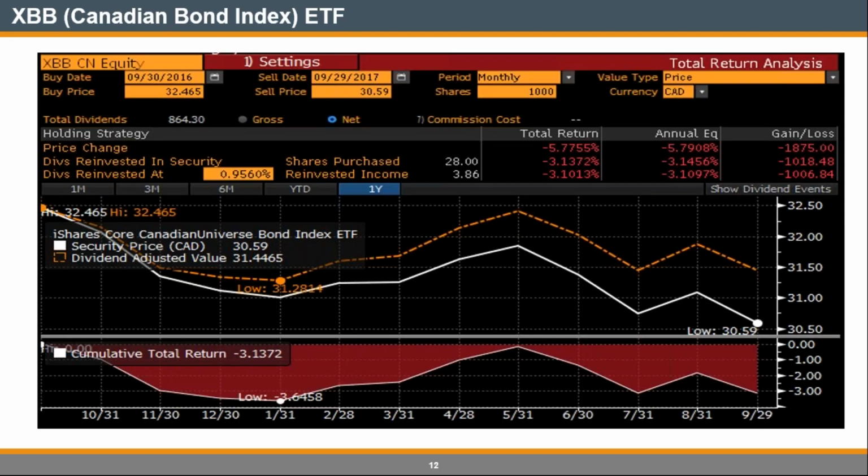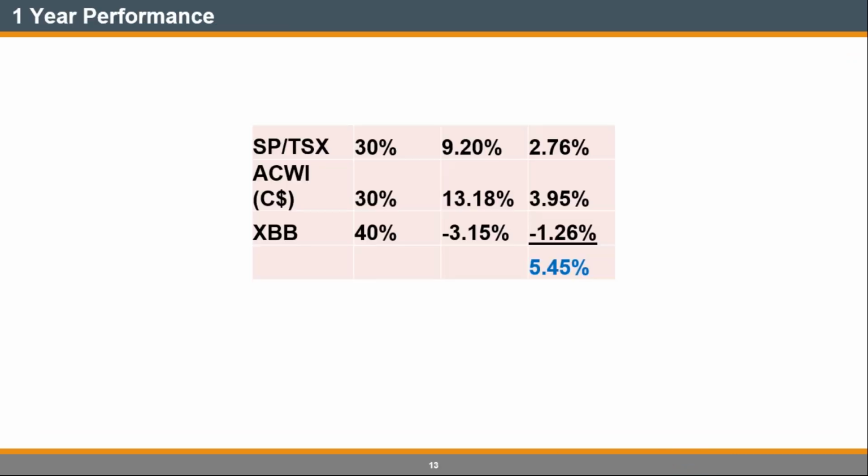Bond prices, pushed lower by higher interest rates, have returned a negative 3+% over the course of the last year. So there we go, put it into our matrix here.